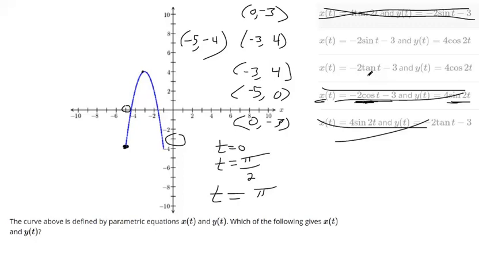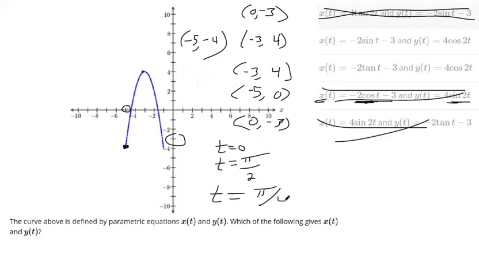So if I plug in pi in here, tangent of pi is 0. 0 times 2 is 0. That's negative 3 again on the x. And then cosine of 2 pi is 1. Oh, we're getting the same thing. I've got to get a little more creative.